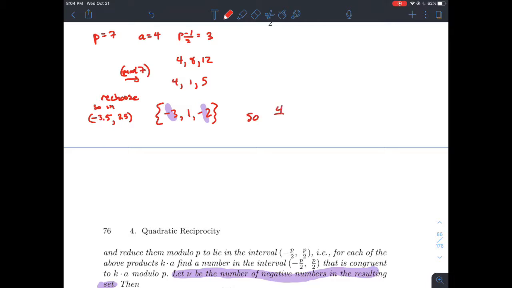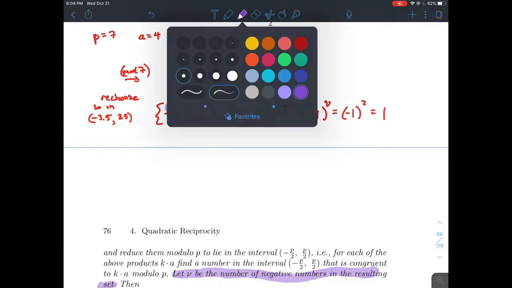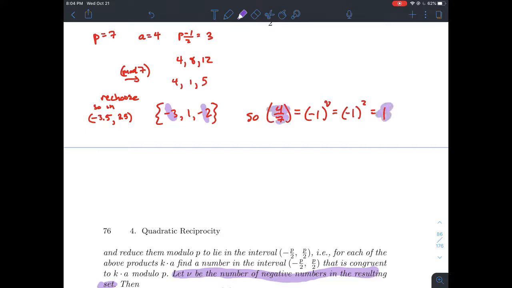So the Legendre symbol of 4 mod 7 should just be equal to minus 1 to the nu power, which is minus 1 to the second, which is 1. So what does that say? That says that 4 is a square mod 7, since the Legendre symbol is 1.